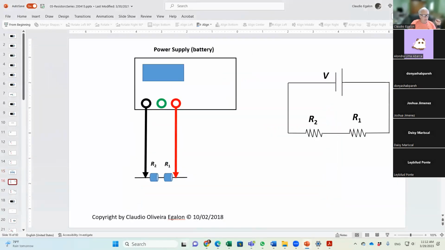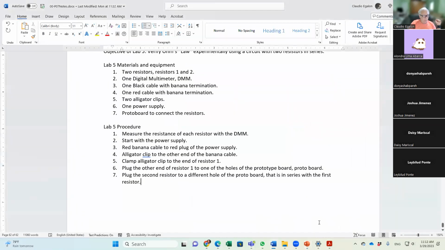Okay, so next, plug the second resistor into a different hole of the proto board that is in series with the first resistor. Connect the black cable to the black plug of the power supply.